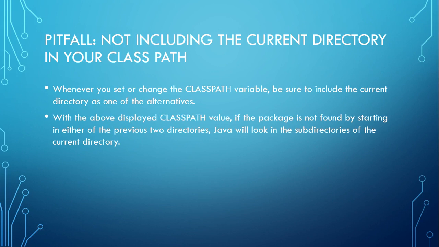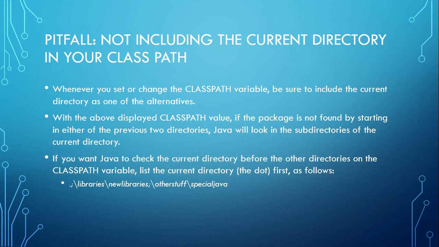With the above displayed class path value, the one that we just had on the previous slide, if the package is not found by starting in either one of the previous two directories, Java is going to then look in the subdirectory of its current directory. If you want Java to check the current directory before the other directories in the class path variable, list the current directory, the dot, first as follows. Dot, semicolon, library/new libraries, other stuff/special Java.